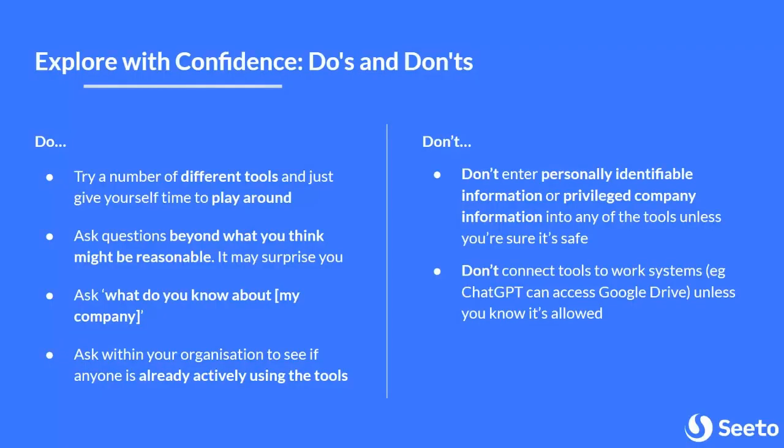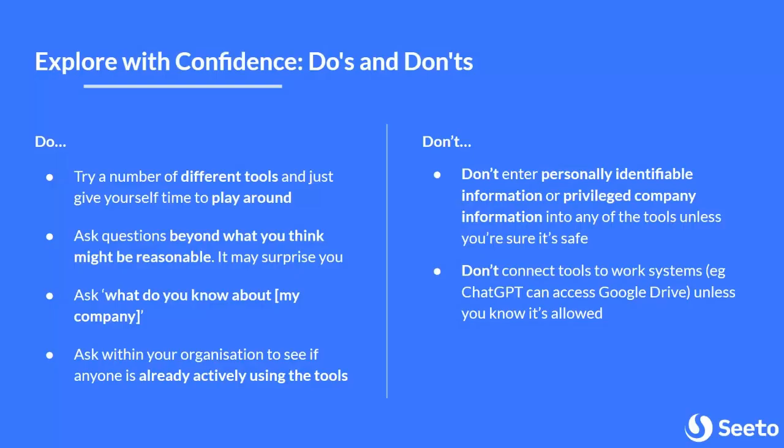You'll also find that a number of tools are already including generative AI inside the product that people have access to today. A few things that you shouldn't do, especially when you are trialing these things: you should not enter personally identifiable information. So that's even things like company email addresses count as personally identifiable information. You shouldn't add any privileged company information into any of the tools unless you're sure it's safe. If you're not sure, it's probably not, but do go and ask your IT team, your technical team, if there is a tool that is available to you.